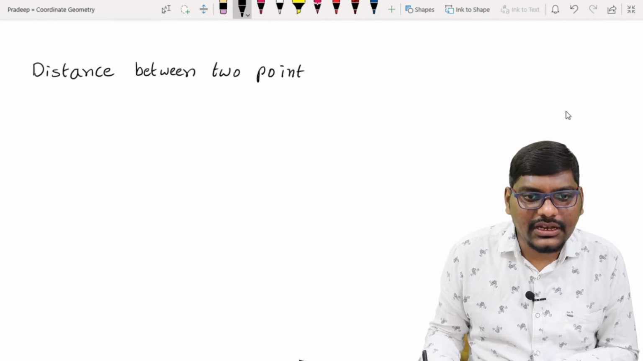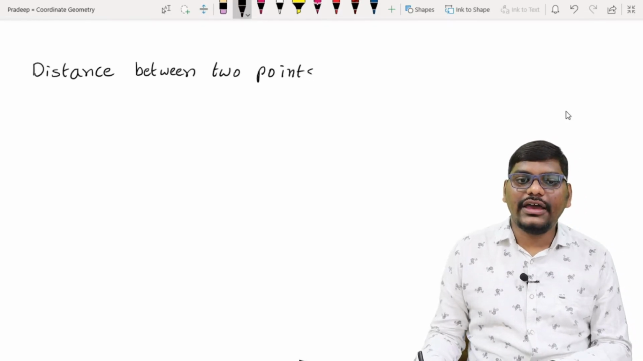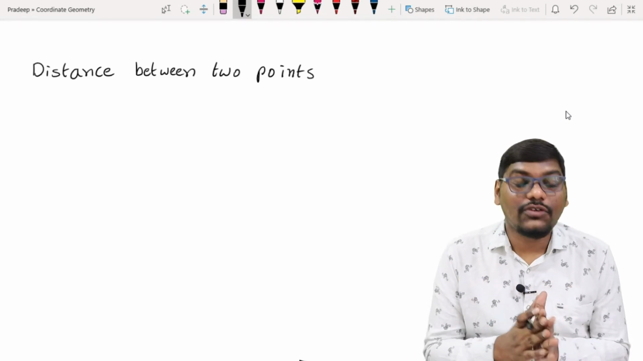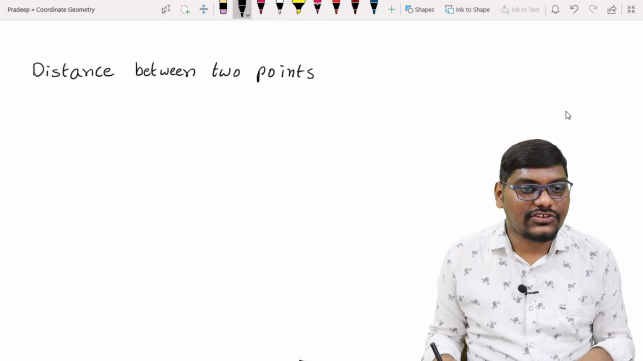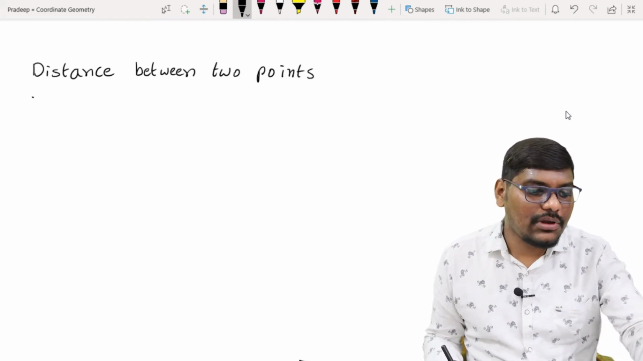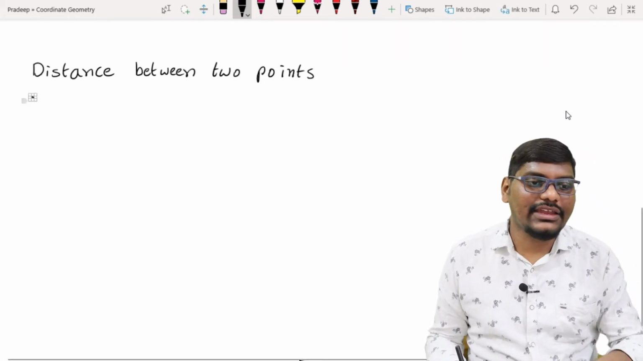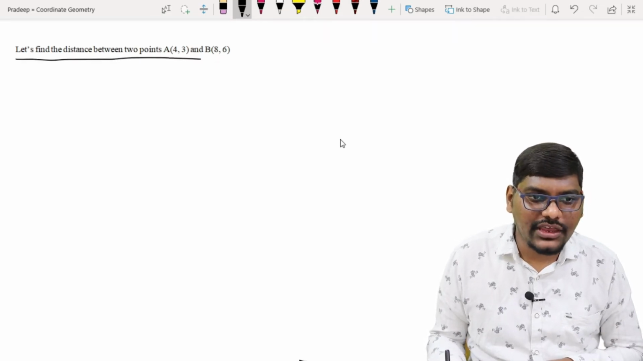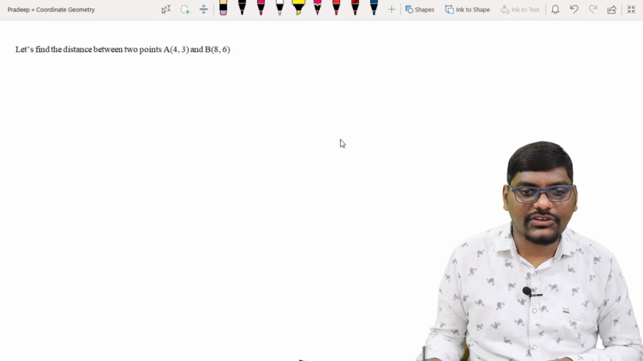I'm going to express this in three forms. There are three forms in this, so we'll see all of these three. Very first, we'll go with a problem where you will get complete clarity. So let's read the question. Let's find the distance between the 2 points A (4, 3) and B (8, 6).